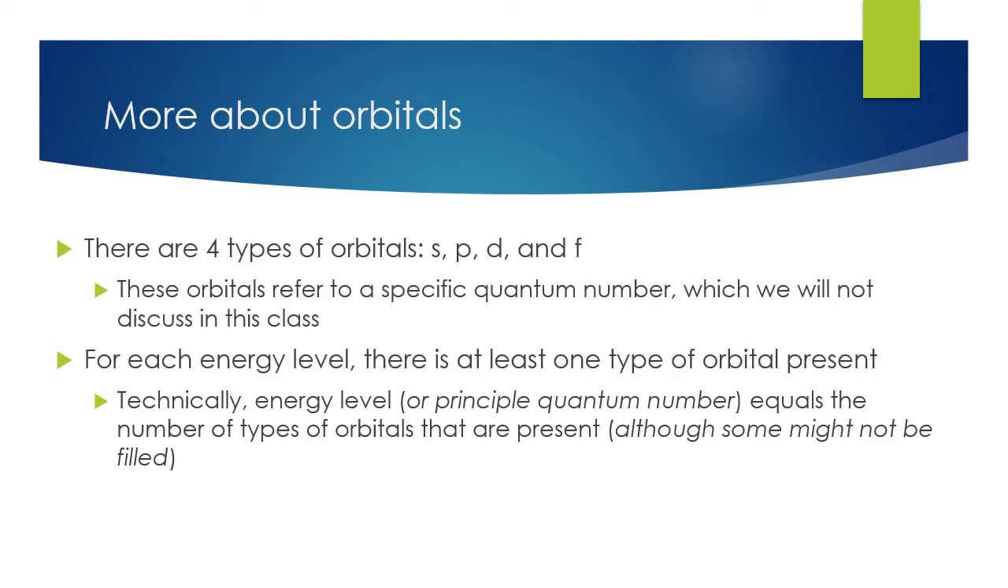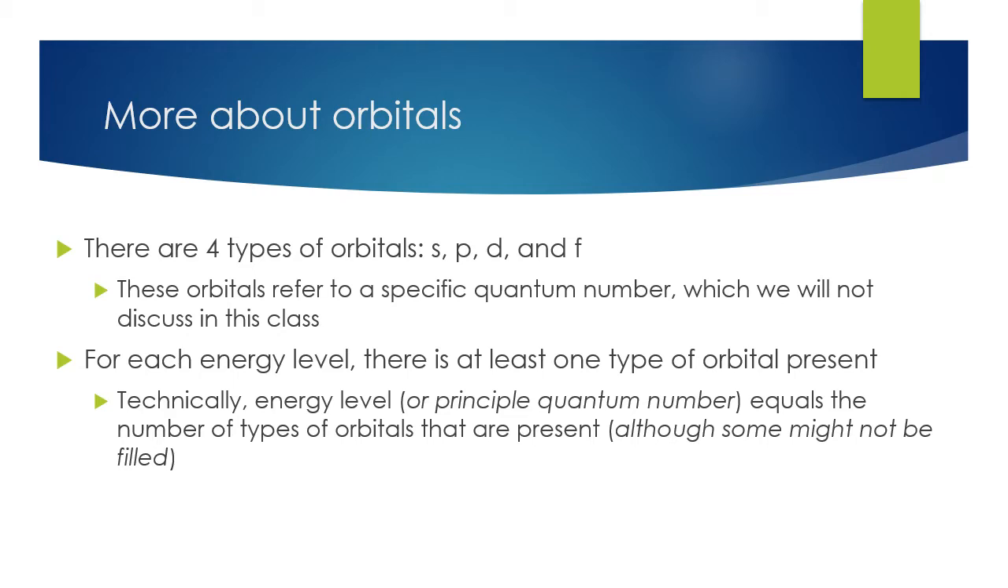A little bit more about orbitals. There are four main types of orbitals that we will discuss: S, P, D, and F. There are technically others, but they are generally not filled in the ground states of electron configurations. These orbitals refer to a specific kind of quantum number that we will also not be discussing in this class.